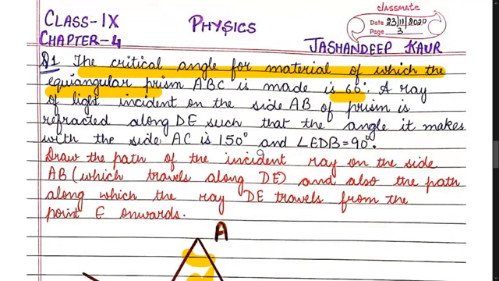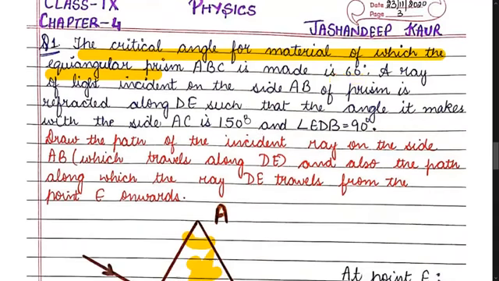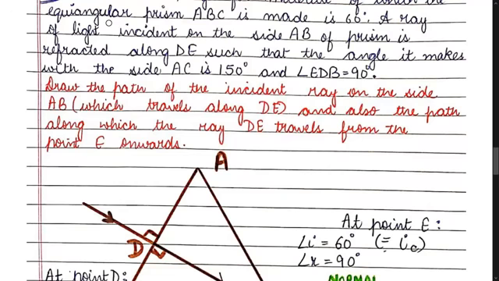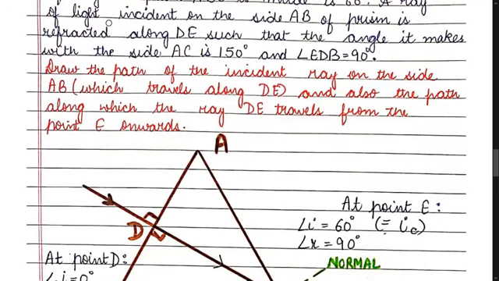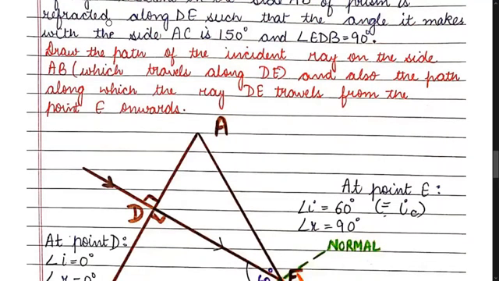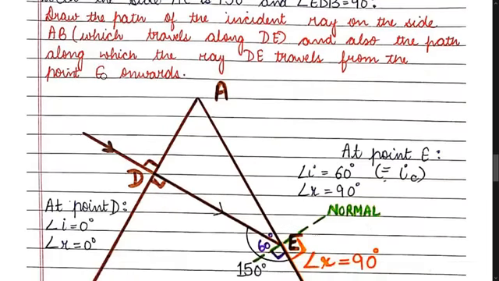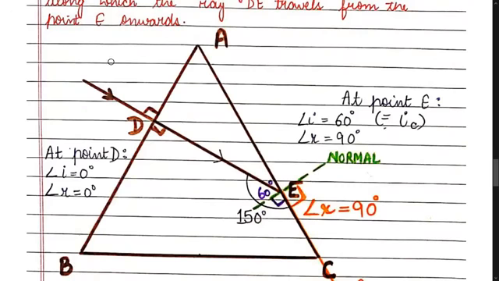And further, it is said that a ray of light incident on the side AB of the prism is refracted along DE such that the angle it makes with the side AC is 150 degrees and angle EDB is 90 degrees. So the question is to draw the path of the incident ray, and also find the emergent ray and the path along which the ray DE travels from point E onwards.